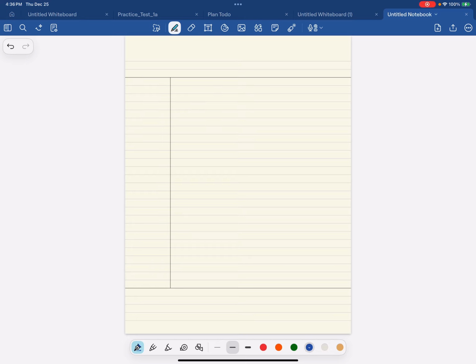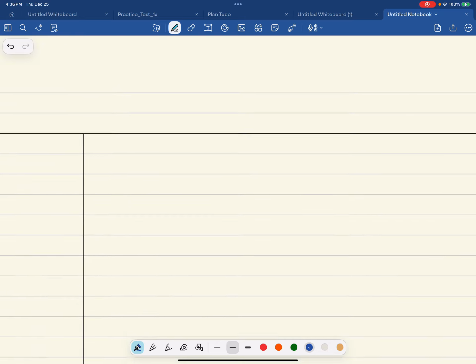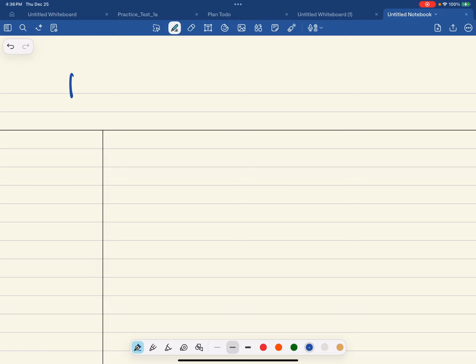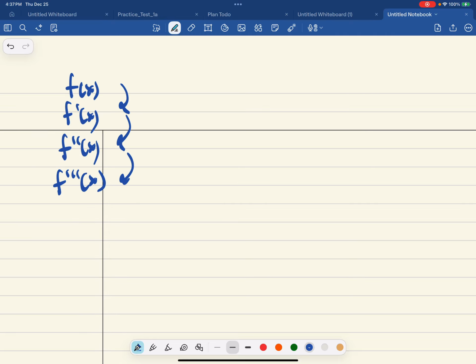Integration, yeah, so now we're finally getting into integration. Integration is the opposite of deriving. This is deriving: by going to the next prime, by adding more primes, you're just deriving. And it's the slope again. So f prime of x is the slope of f of x. F prime prime of x is the slope of f prime of x. And f prime prime prime is the slope of f prime prime.